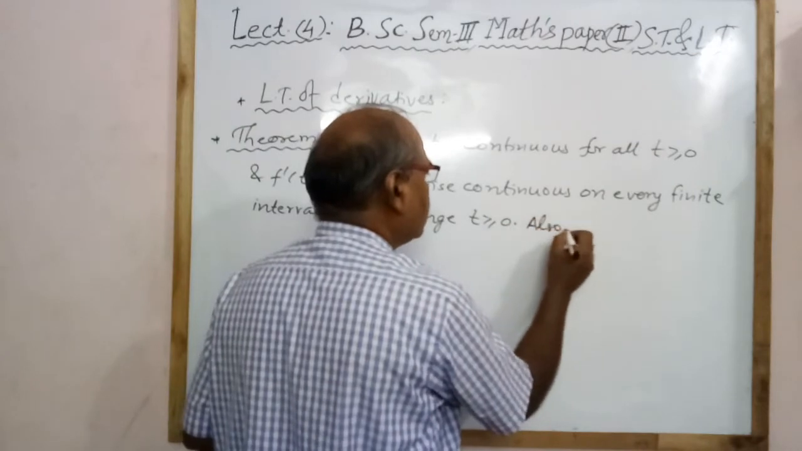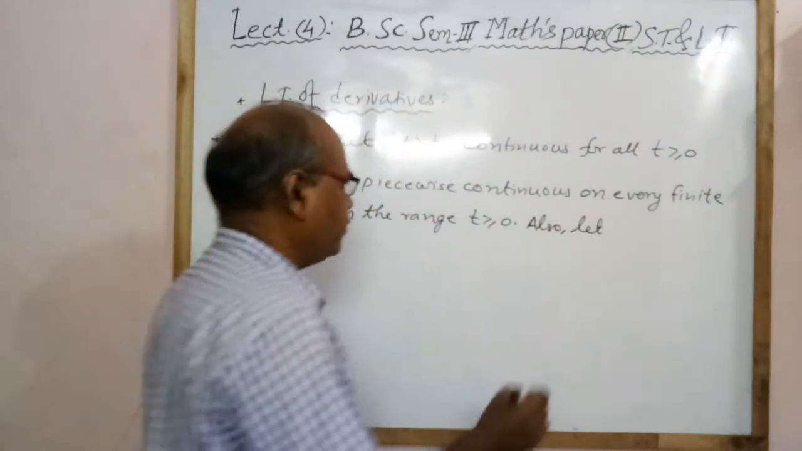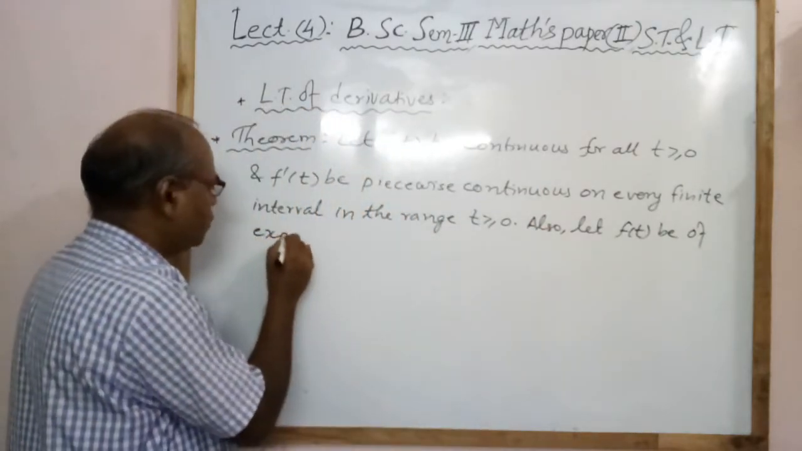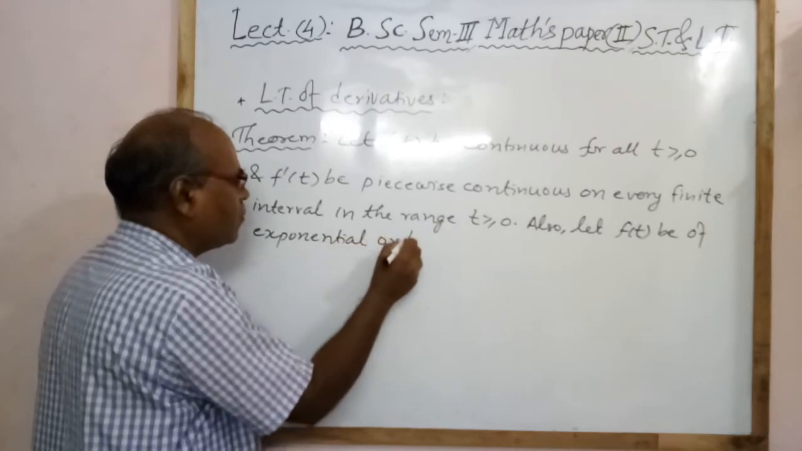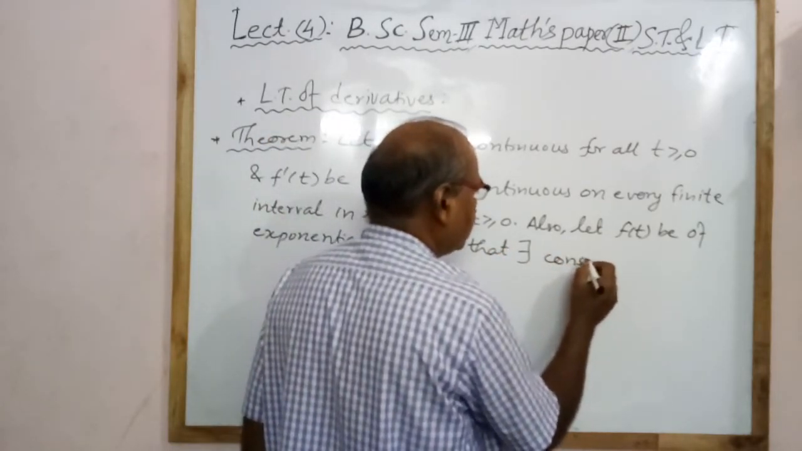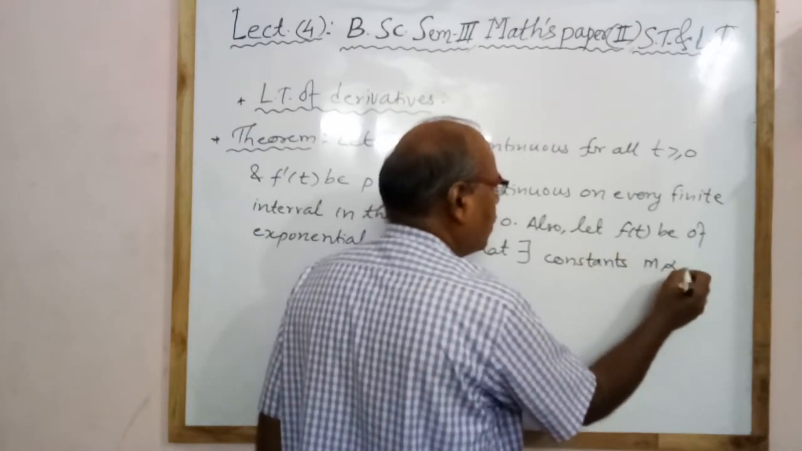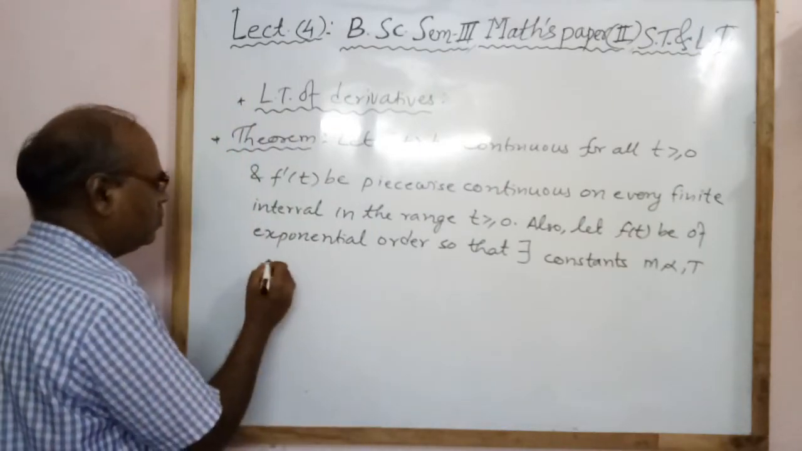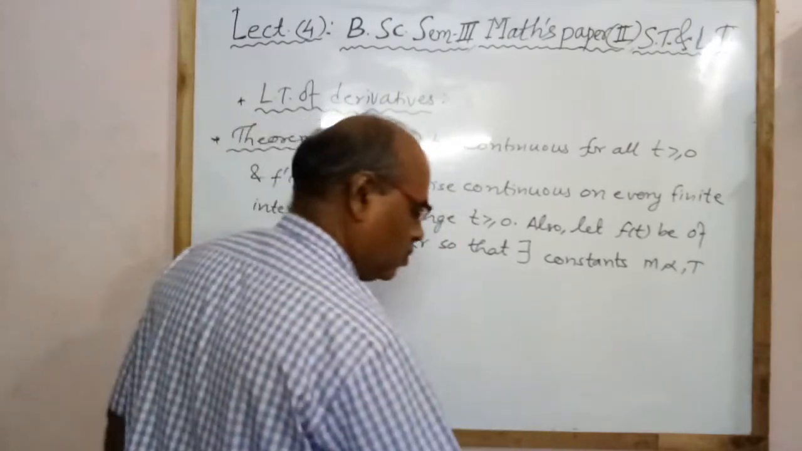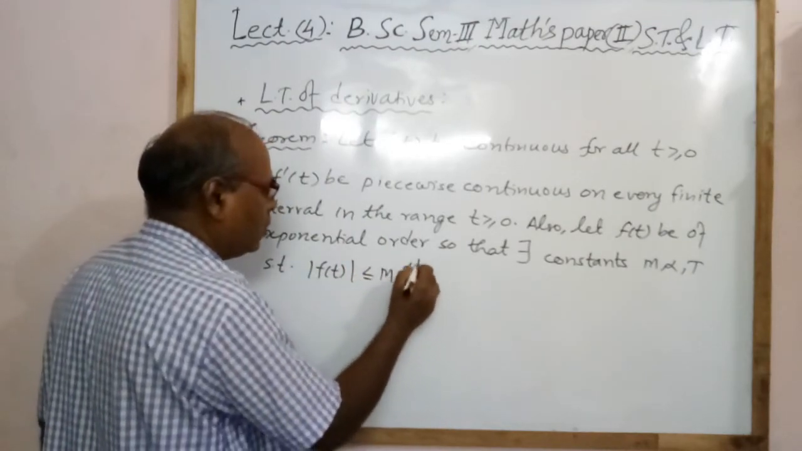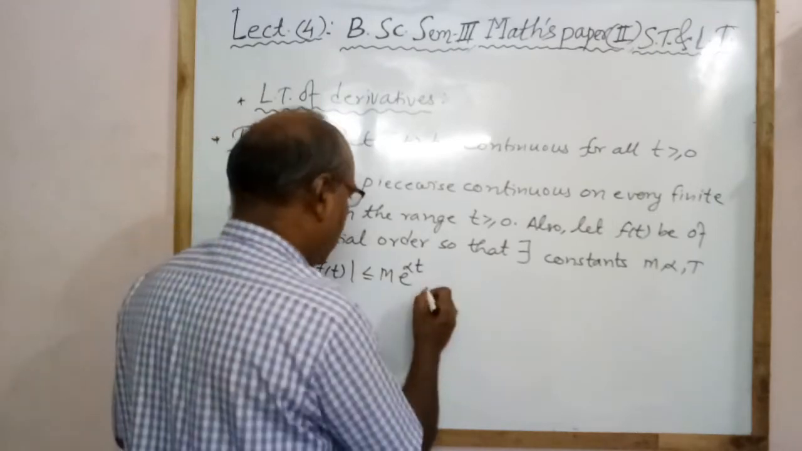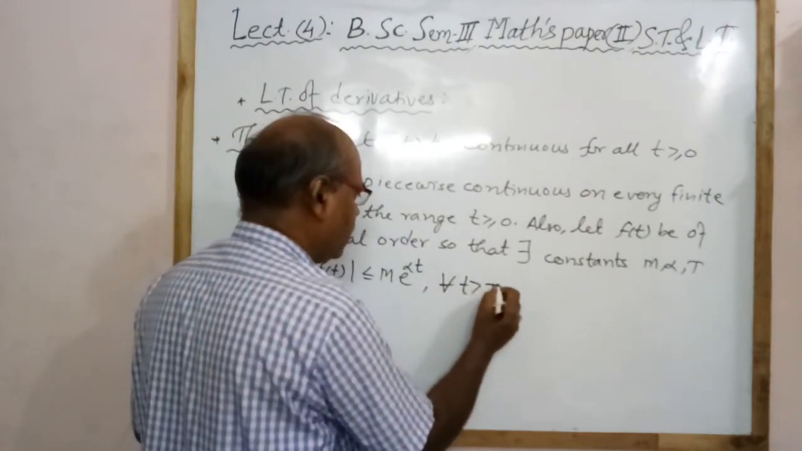Also, let f of t be of exponential order, so that there exist constants m and alpha such that mod of f of t is less than or equal to m into e to the power alpha t, since the function f of t is of exponential order, for every t greater than t.